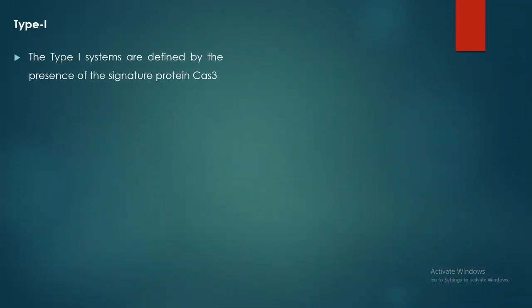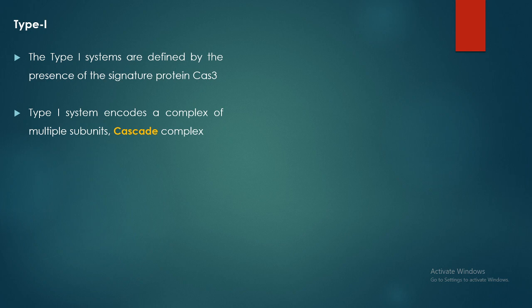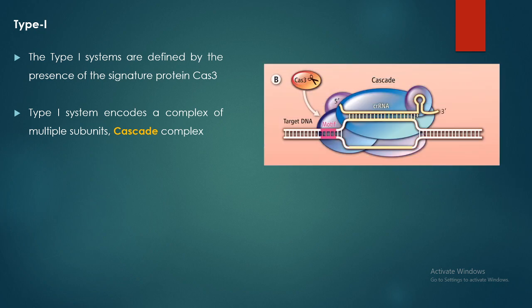Type 1, which is also known as CRISPR-Cas3 because of the signature protein Cas3. A type 1 system is characterized by a complex known as the cascade complex, which is a giant complex made up of several subunits of proteins, as it can be seen in this adjacent diagram.